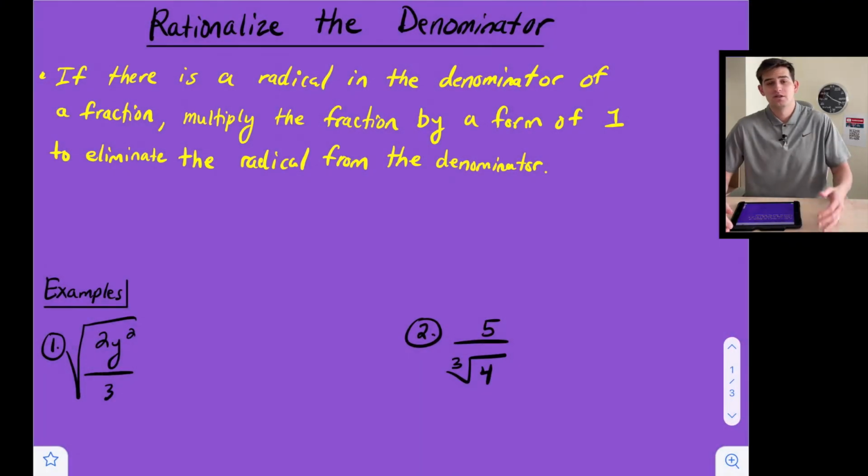Hello everyone, in this video we're going to talk about how to rationalize a denominator. It says if there is a radical in the denominator of a fraction, multiply the fraction by a form of 1 to eliminate the radical from the denominator.